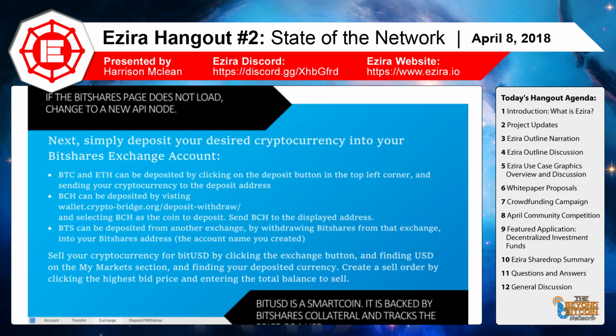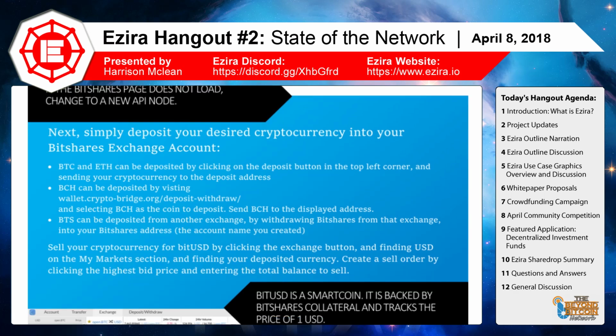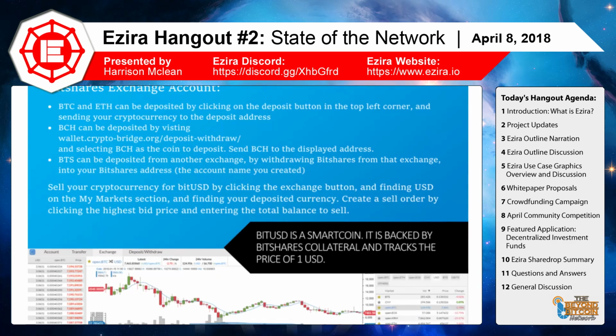Then you simply deposit your desired cryptocurrency into your BitShares exchange account, and that can be either Bitcoin, Ethereum, Bitcoin Cash, BitShares, or any other DEX-supported cryptocurrency asset. So you simply sell the cryptocurrency for BitUSD by going to the exchange section and finding the US dollar or BitUSD pair to that cryptocurrency and creating a sell order there.